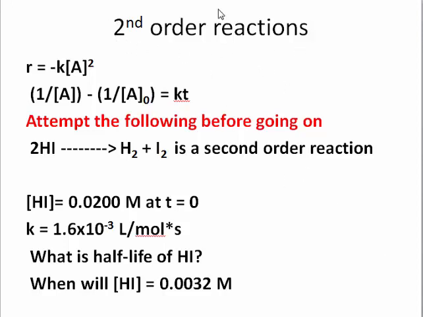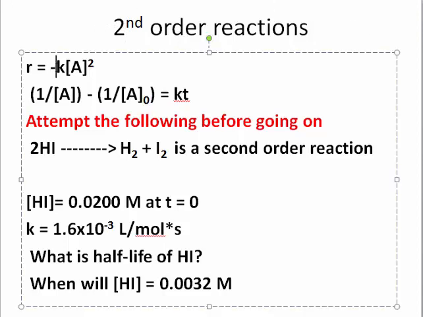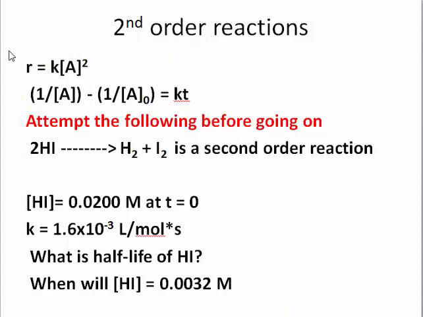Now let's examine second order reactions. Here the rate, correcting a typo, is equal to K times the square of the reactant concentration. We can show that when the rate law is second order, depends on the square of the reactant concentration, that this formula relates time to concentration.